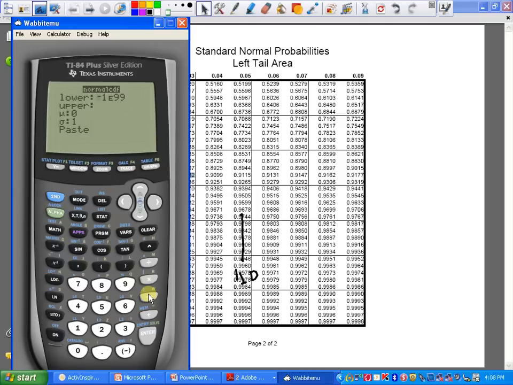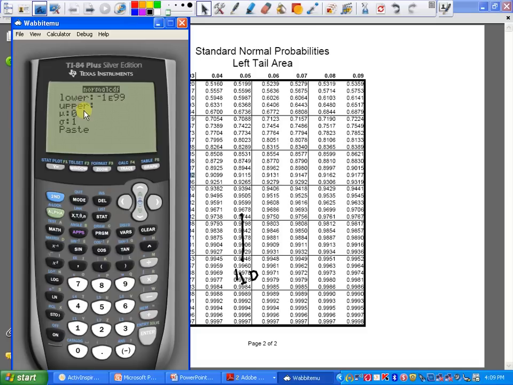We need a lower limit and an upper limit, and we're in terms of z-scores. I failed to mention earlier that the mean of the z distribution, the standard normal distribution, is 0. 0 standard deviations above the mean, that's right in the middle. And a standard deviation is normed to be 1. So if you're using z-scores, this should always be 0 and 1 here.